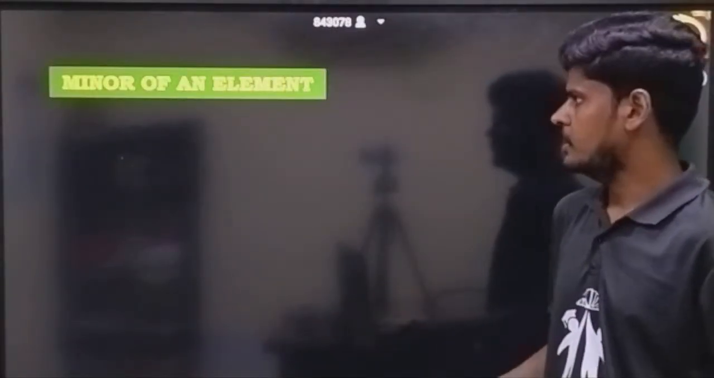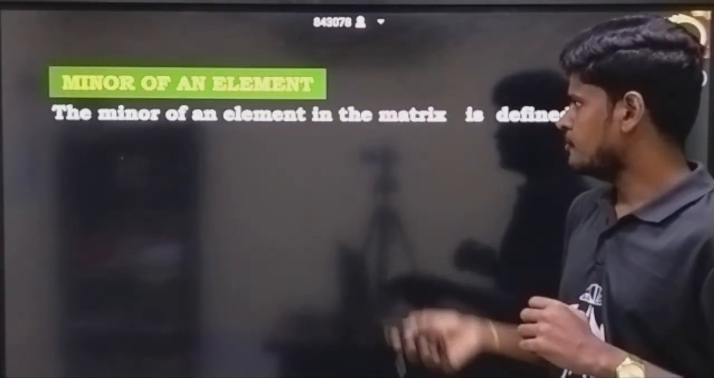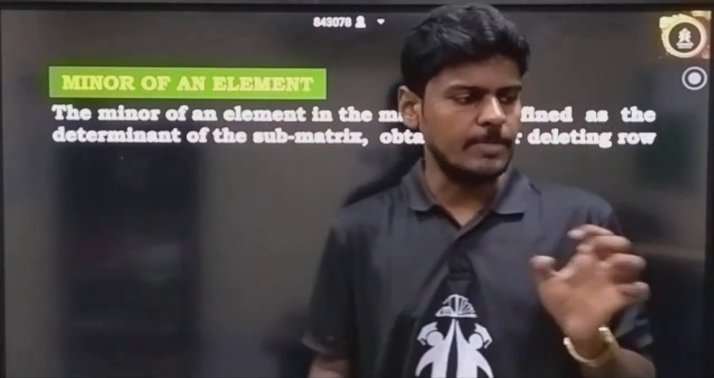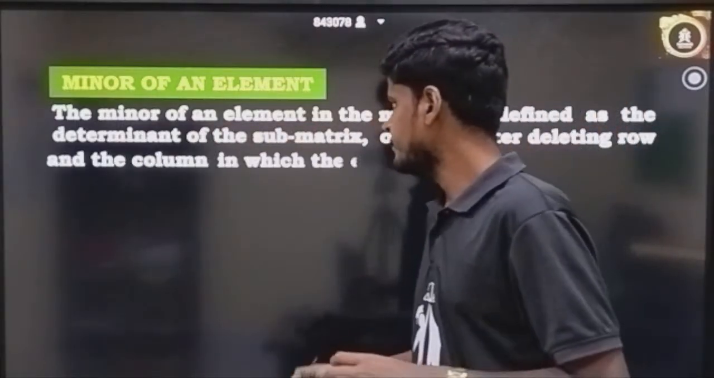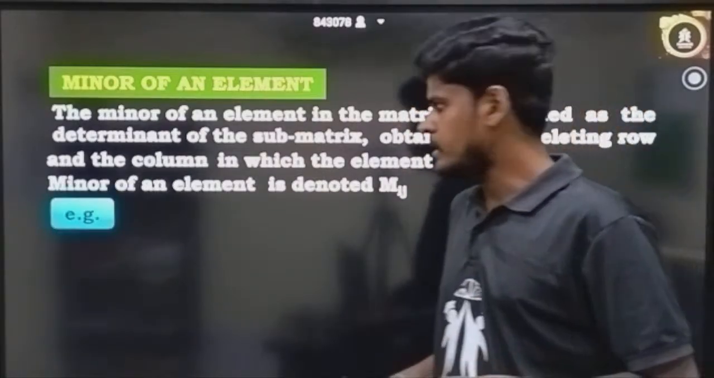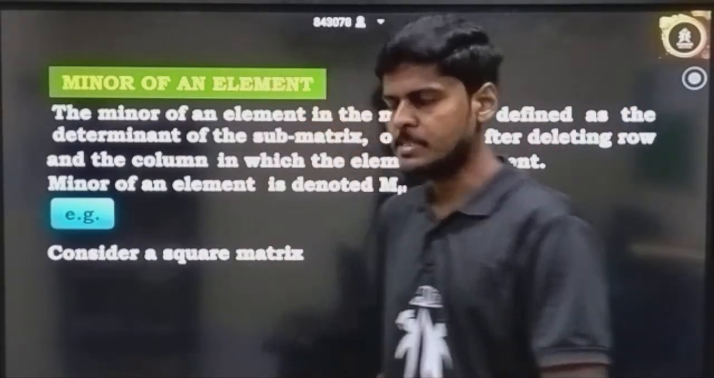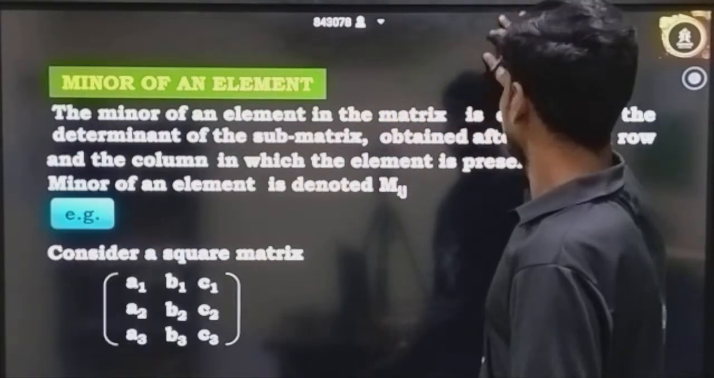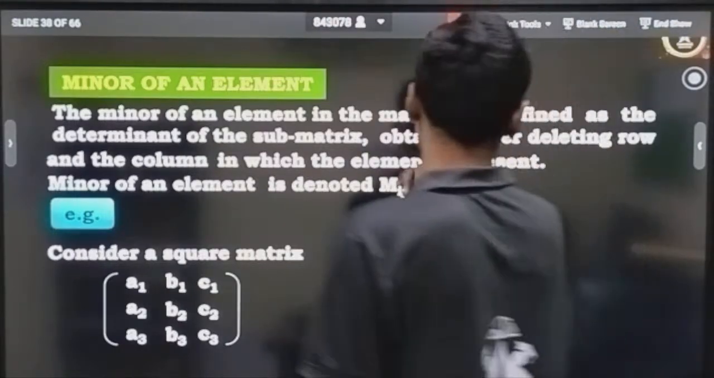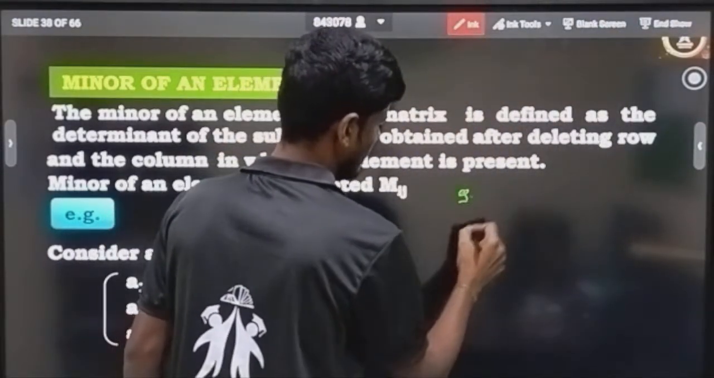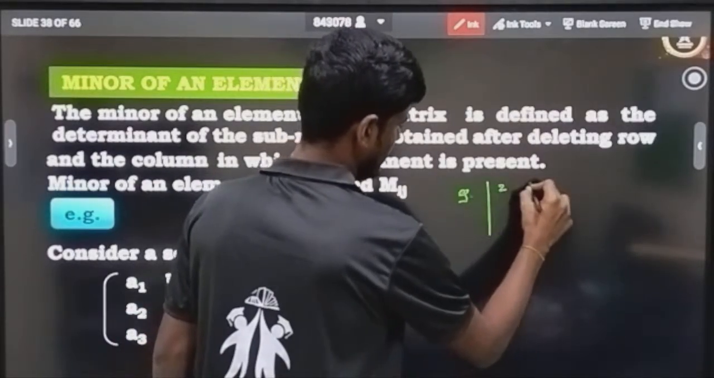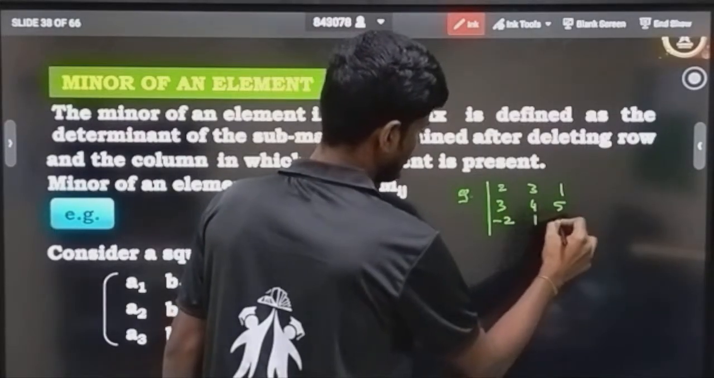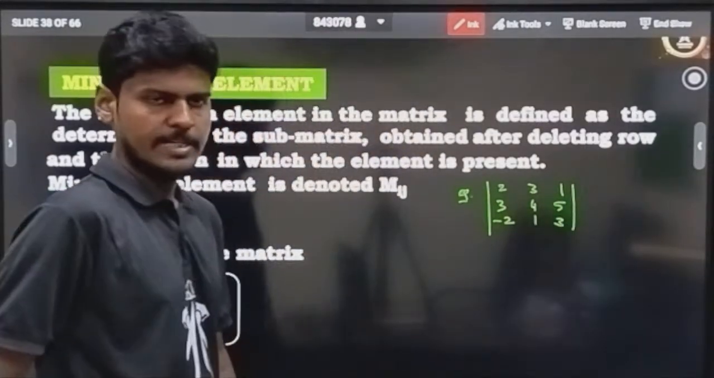Next, what is a minor of an element? We will find the minor by using the determinant of a submatrix. Minor is nothing but the determinant of a submatrix. What does that mean? We have to leave the row and column in the matrix and write the submatrix determinant. For example, we will take one example. Determinant of 2, 3, 1, 3, 4, 5, minus 2, 1, 3. Now it is given like this.